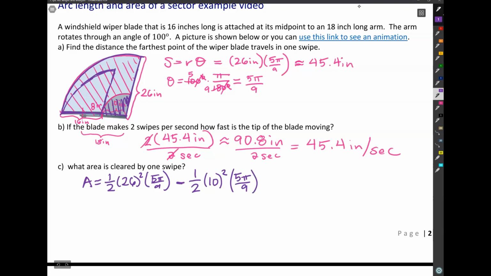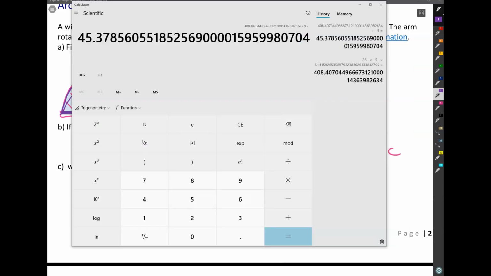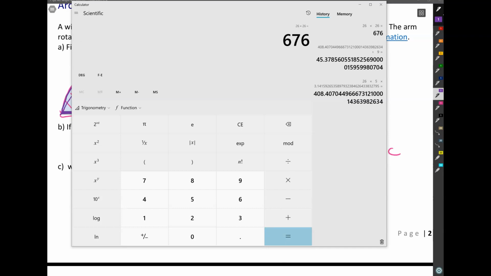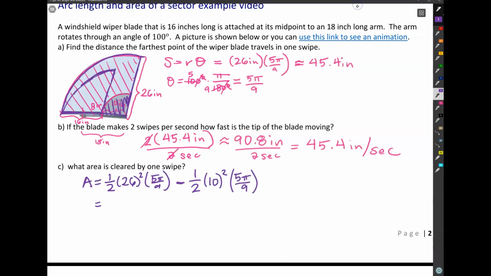So we're ending up with, I don't want to think as hard as 26 squared, so let's do 26 times 26, 676, and we'll even be really lazy, over 2. So we have 338 times 5 pi over 9 minus 10 squared is 100, half of that is 50 times 5 pi over 9. Which you could just go plug that into a calculator.